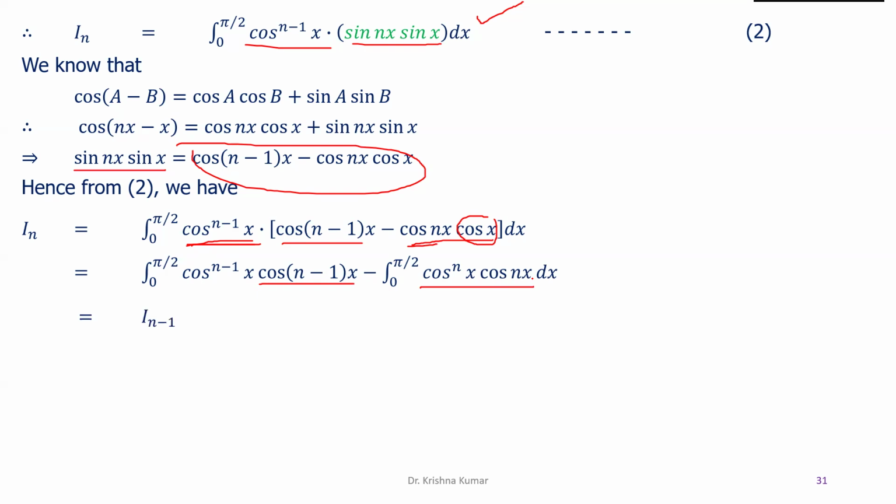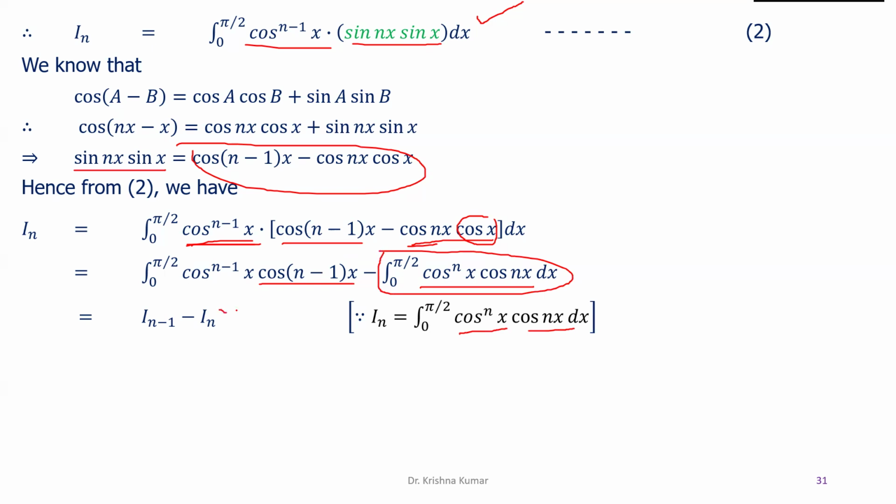Now, what is In? In is equal to the integration under the limit 0 to pi by 2 of cos to the power n x cos nx dx. So this is nothing but In, and this one, in place of n, it is n minus 1, so we can write down this is I n minus 1. So we can write down In equal to I n minus 1 minus In.